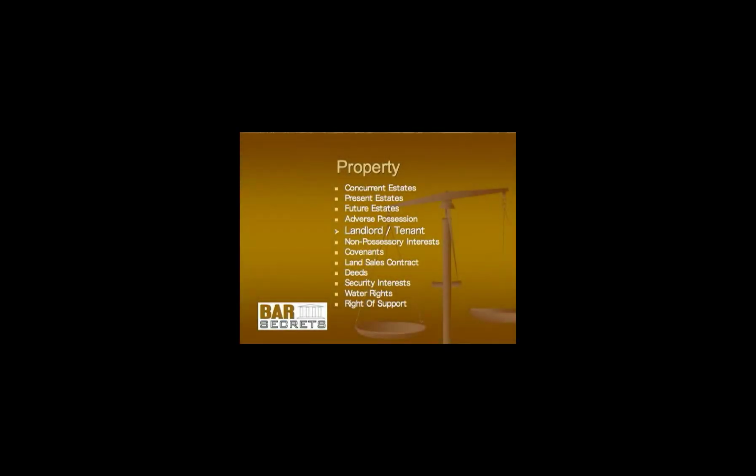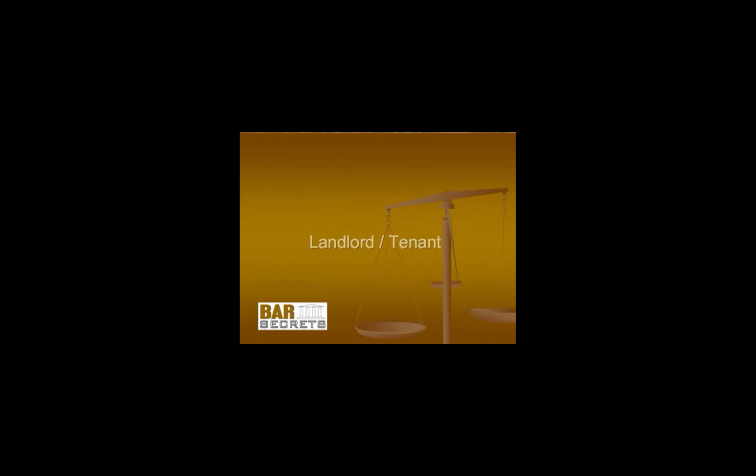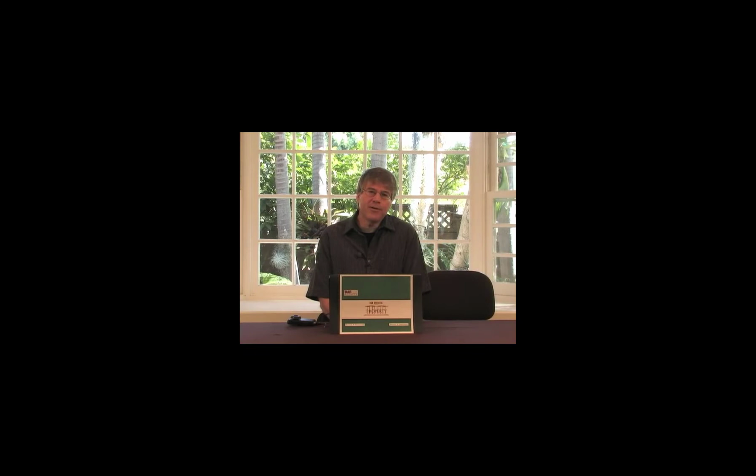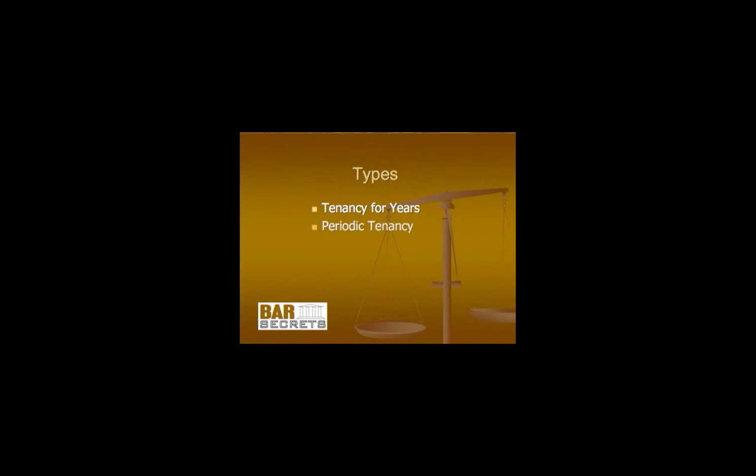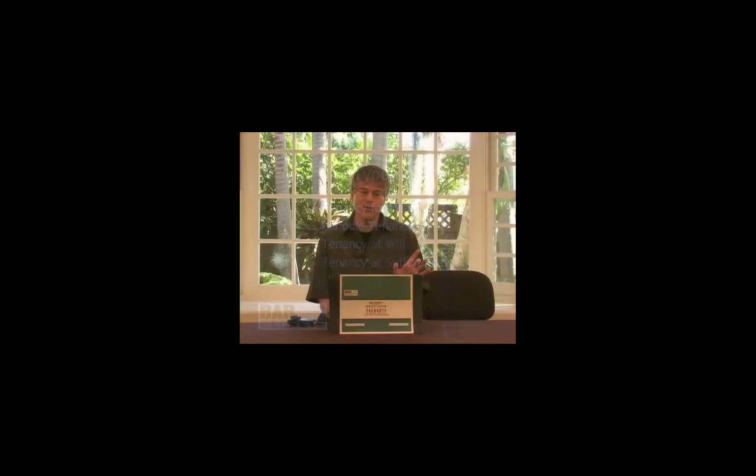Now we're on to the fifth level 1 topic, landlord-tenant. This is a huge area of the law. The first thing we recommend is that you type it. So it's either going to be a tenancy for years, a periodic tenancy, tenancy at will, or tenancy at sufferance.